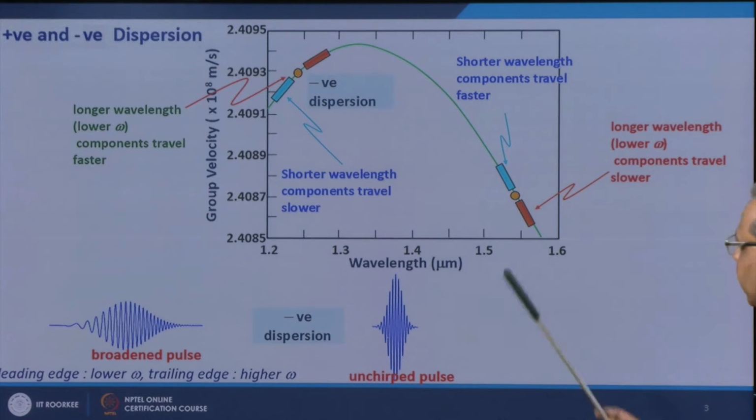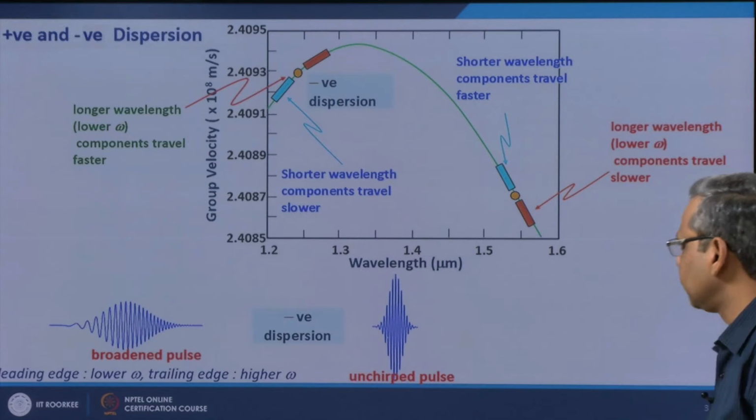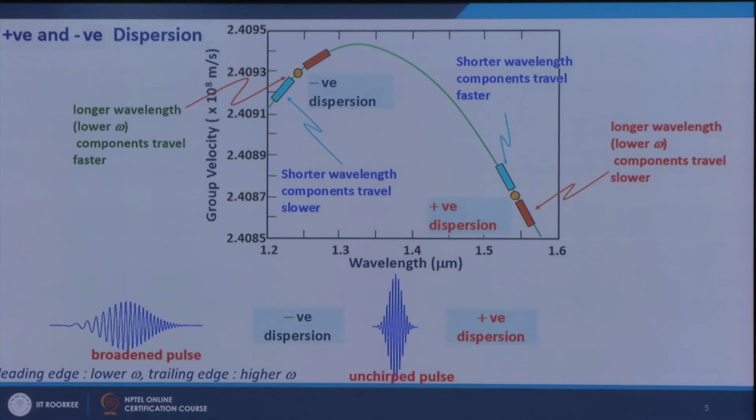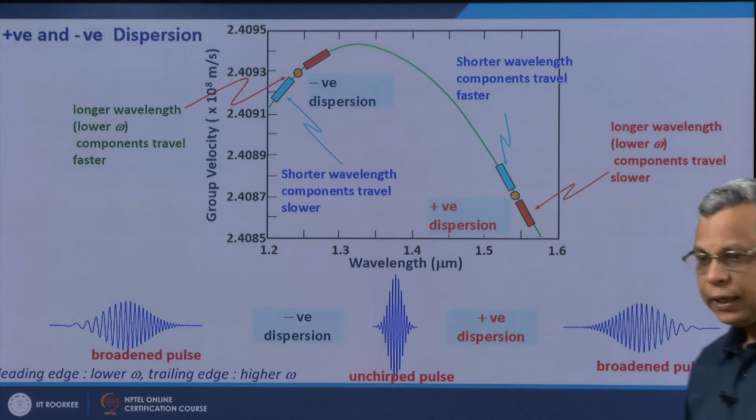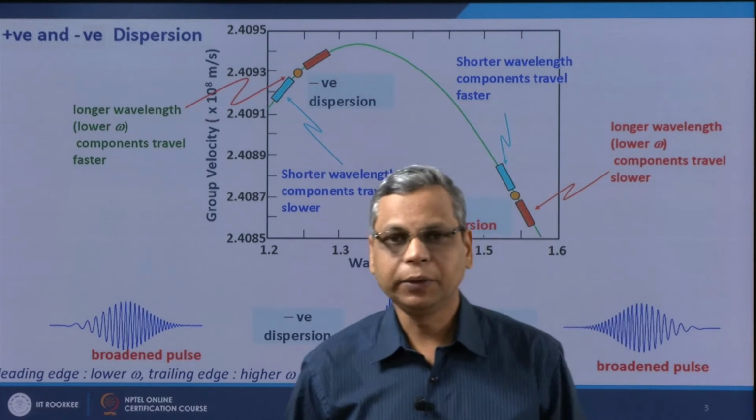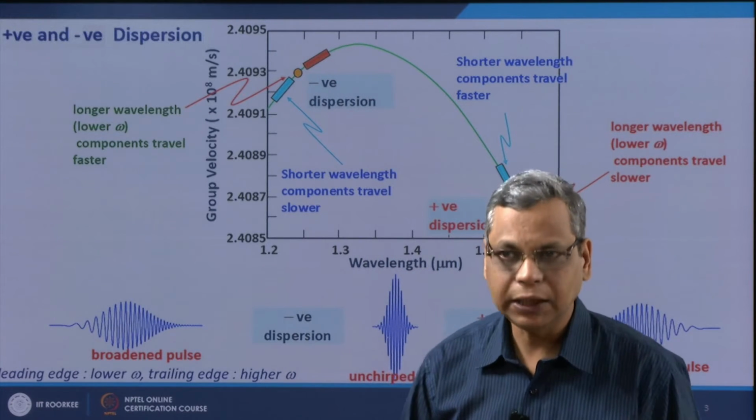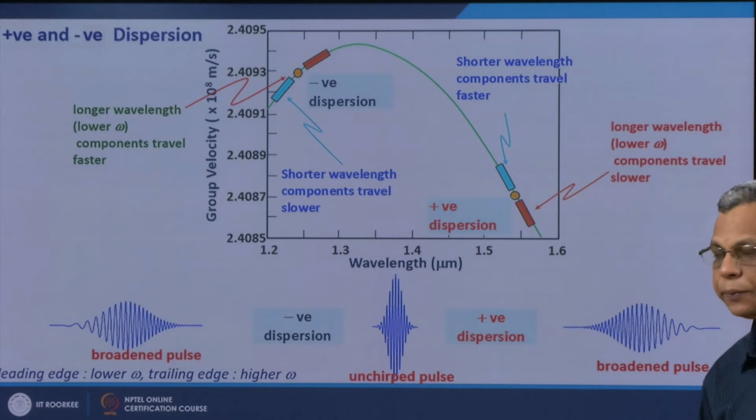So now if I launch a pulse around this center wavelength, again the unchirped pulse, then it will experience positive dispersion and it will give you a broadened pulse like this, which is chirped in the opposite direction. Okay. So here the leading edge has higher frequency components, while the trailing edge has lower frequency components. So whether I have negative or positive dispersion, both will broaden the pulse if the input pulse is unchirped.